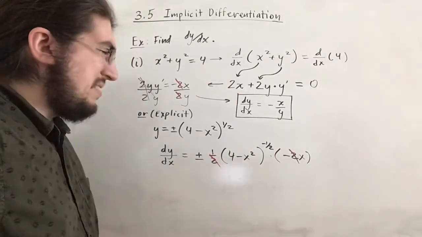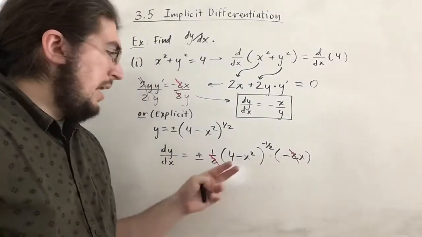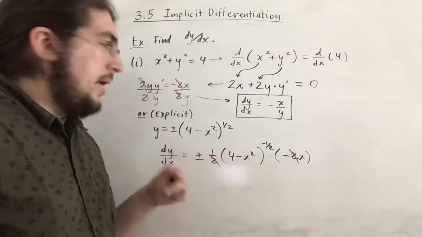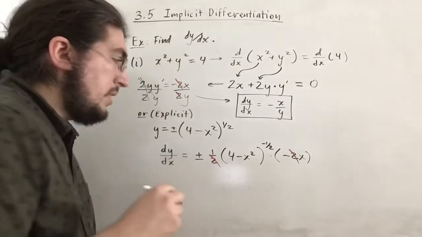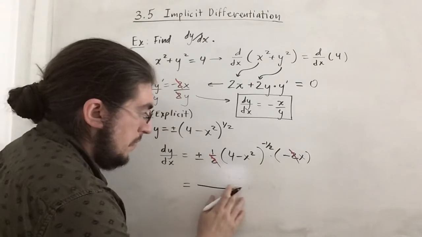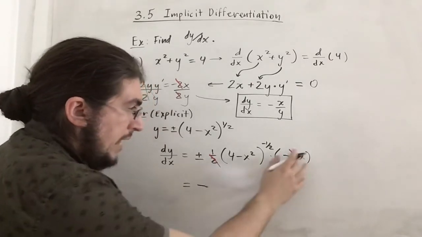Now the negative doesn't really screw things up too much. In fact, if you multiply the negative to the plus or minus, it becomes a minus plus. But I'm not going to do that. Instead, I'm going to rewrite this in a little bit of a different way, just to compare. So I'm going to pull the negative out in front.